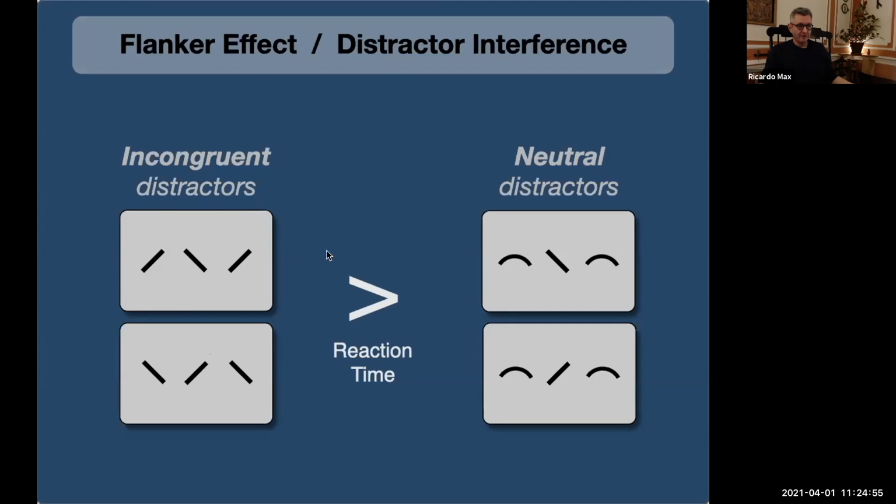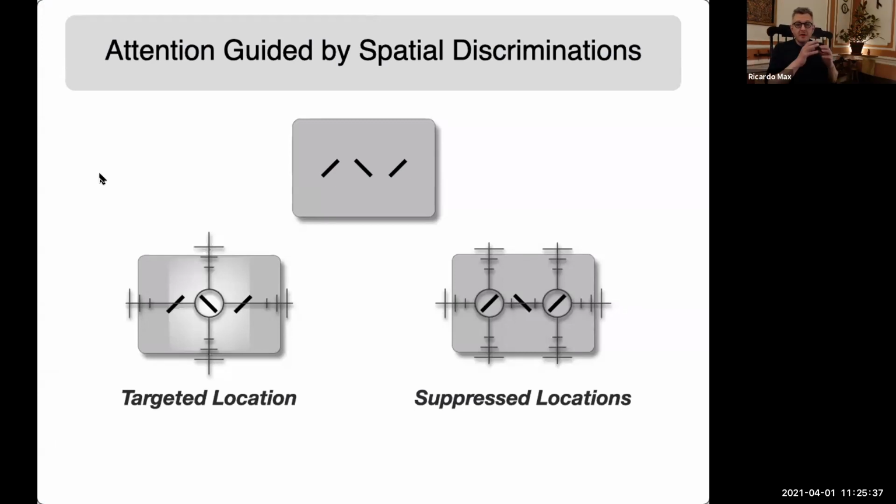So the usual result, the effect itself, is that incongruent displays result in longer reaction times. It takes longer to respond to the target than in neutral displays. It's both longer reaction times and more mistakes. We usually don't see facilitation in the Flanker paradigm. Facilitation is when you have the distractors with the same identity as the target. So we have only distractor interference in the flanker.